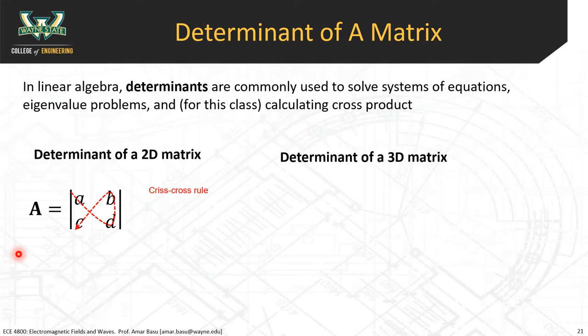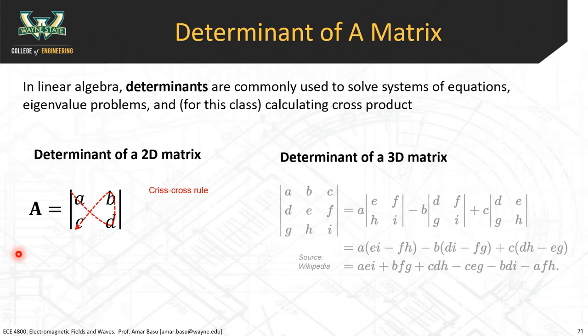Now the determinant of a 3D matrix is given as follows. Let's say you have A, B, C, D, E, F, G, H, I, and then you have the two bars across it. You are going to use the crisscross rule three times. You're going to split up a three-dimensional matrix into a series of two-dimensional matrices and find the determinant of each one of those two-dimensional matrices. And so here's how it works.